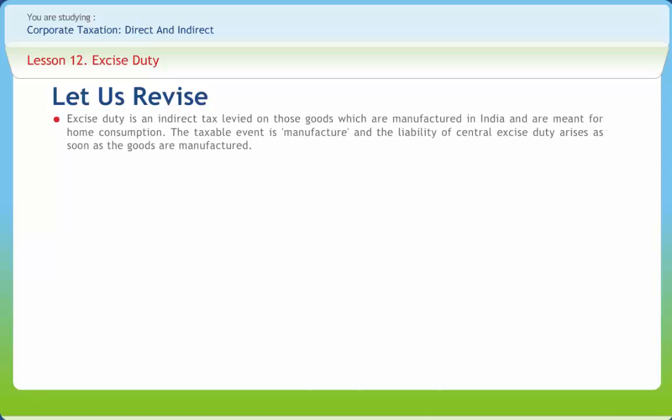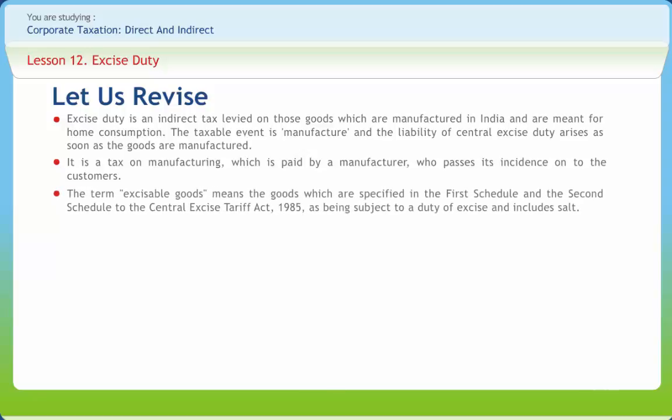Excise duty is an indirect tax levied on those goods which are manufactured in India and are meant for home consumption. The taxable event is manufacture, and the liability of central excise duty arises as soon as the goods are manufactured. It is a tax on manufacturing which is paid by a manufacturer who passes its incidence on to the customers. The term excisable goods means the goods which are specified in the First Schedule and the Second Schedule to the Central Excise Tariff Act 1985 as being subject to a duty of excise and includes salt.